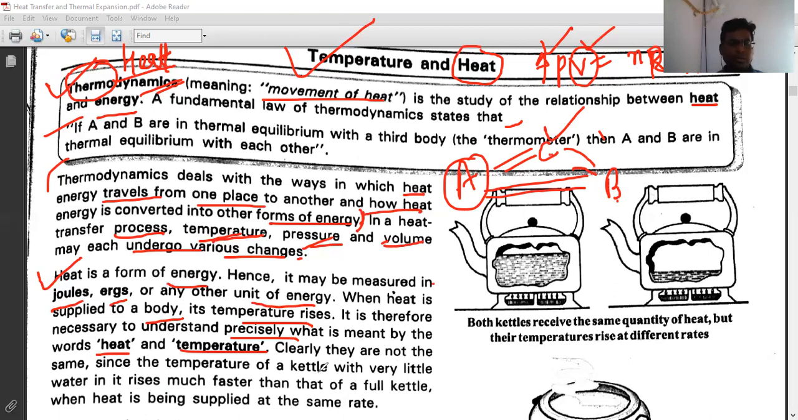So clearly it is not the same, but temperature is the kettle with little. Right? I will explain this one first, right up to this point. Okay.